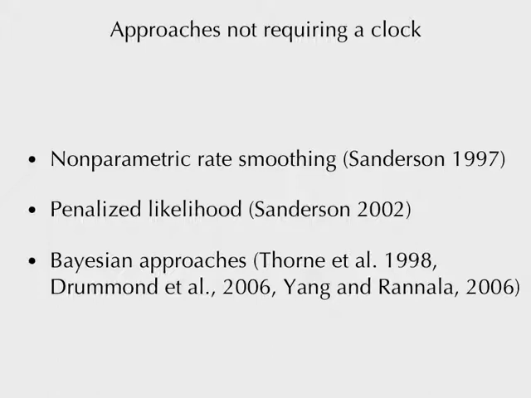Okay. So approaches not requiring a clock, there are several. One is non-parametric rate smoothing, one is penalized likelihood, and one is Bayesian approaches. Let's talk about these now. And again, I want you to know how these work, but the details are not for the test.